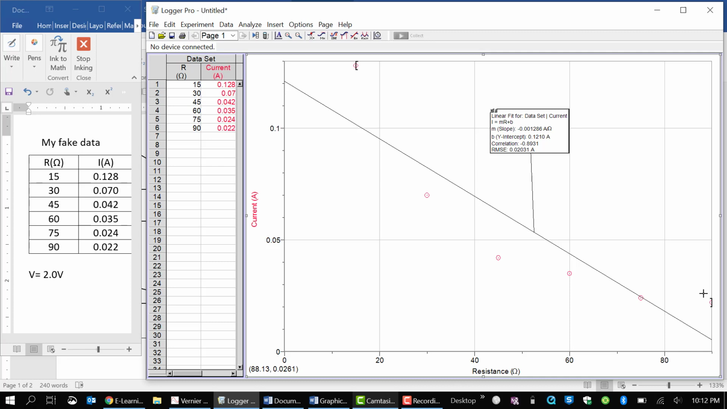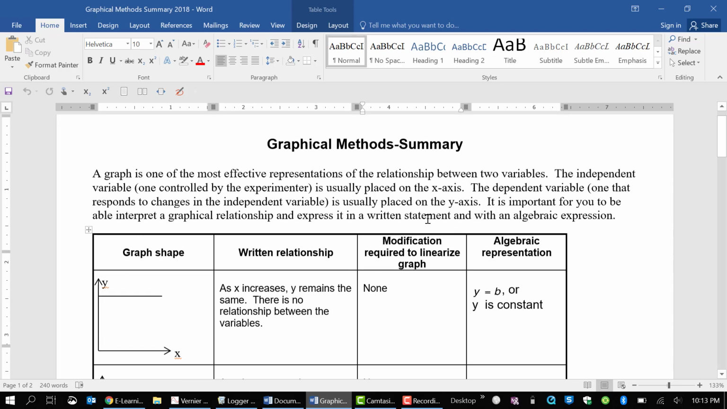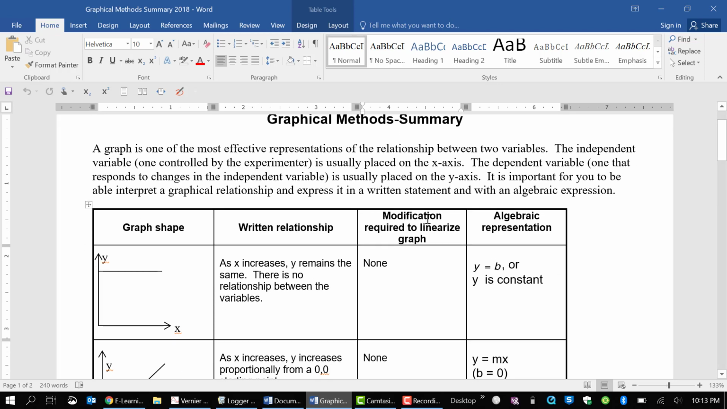And so then what you want to do is open up and look at your blue sheet and find out what relationship that is. So if you go to your blue sheet here, this isn't blue, but the blue sheet would say graphical method summary, and it is going to be linked at the top of the assignment, although you can just look at it here. Notice the first column is the graph shape, and that's what you're going to want to look at and see if you can figure out the shape that your data points are giving you. The second column tells you what the relationship is. The third column is how you linearize it, what you need to do to make the graph linear.